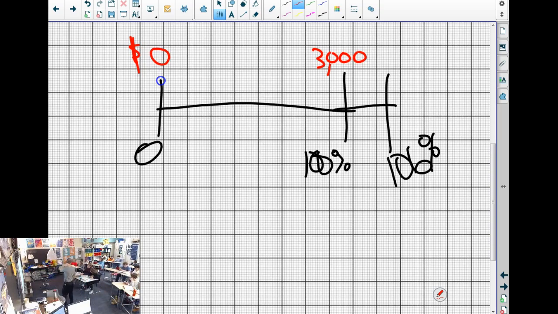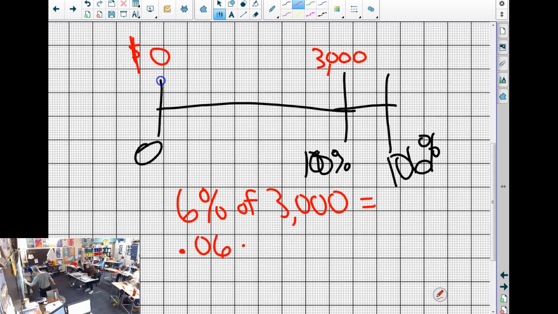What's 6% of 3,000? Ethan? 0.06 times 3,000. Be careful here. What's the trick? What will you make in this? Yeah. It's 180. It's 180. All right. So then you add the 3,000 plus the 180, and that's.